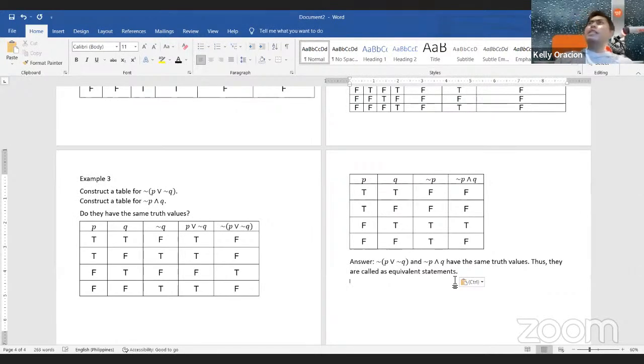Sir, what if dili sila parehas? Kasi tawag, malamang not equivalent. Again, if hindi sila parehas, malamang ang tawag not equivalent.